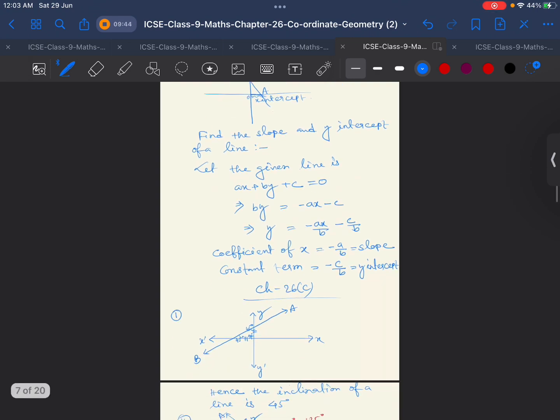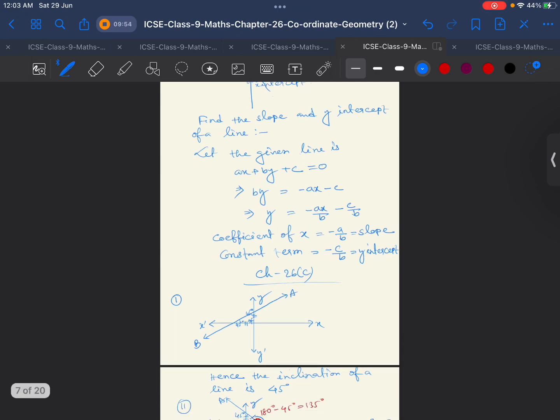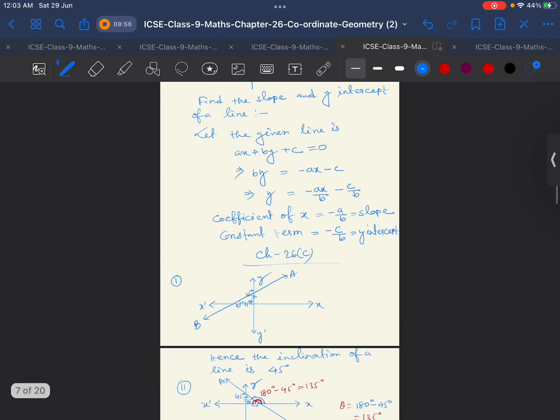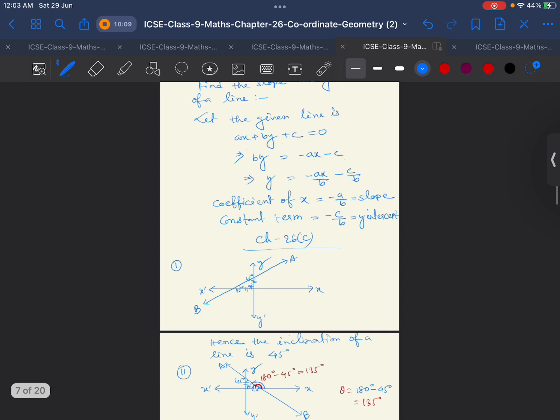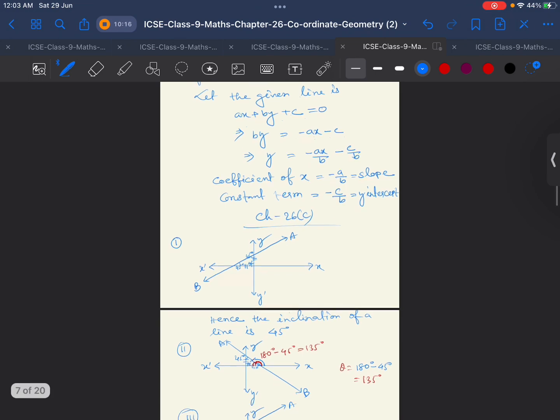Now we will find the slope and y-intercept of a straight line. How do we find the slope and y-intercept of a straight line? Let the given line be ax plus by plus c equals 0. So we write by equals minus ax minus c. Here we are shifting ax plus c to the right hand side. Then we get y equals minus a x by b minus c by b.